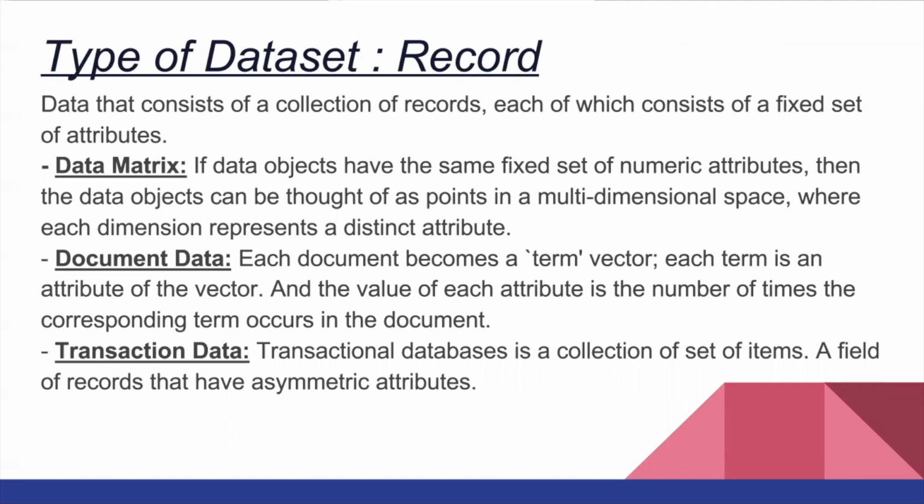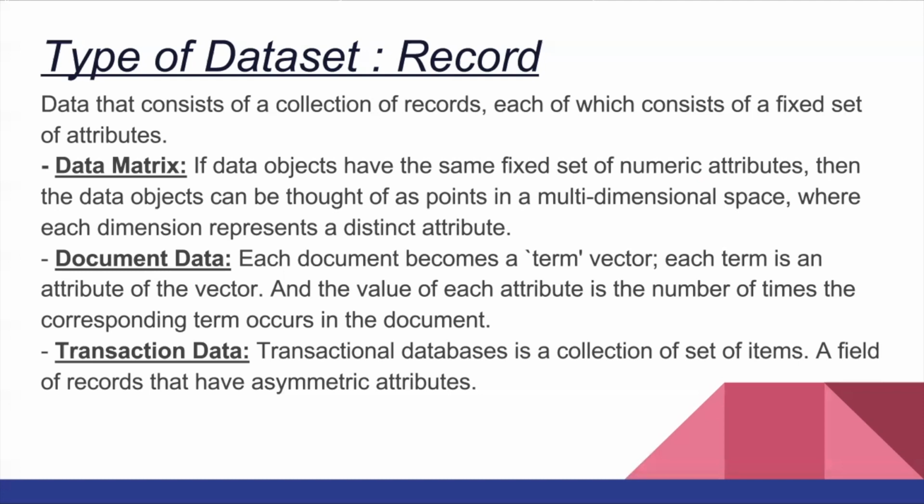So it says that every dataset has a fixed number of attributes, and each attribute specifies a dimension in the dataset. So it helps us to explore the dataset in a much better way. Then comes the document data. In this, a document becomes a term vector. Each term is an attribute of the vector, and the value of each attribute is the number of times the corresponding term occurs in the document.